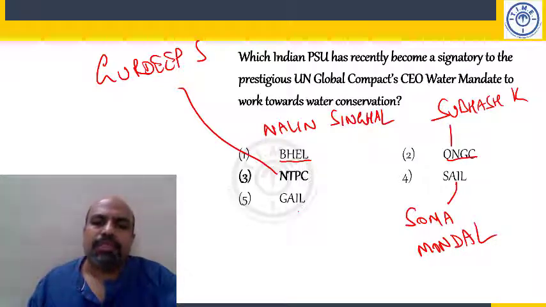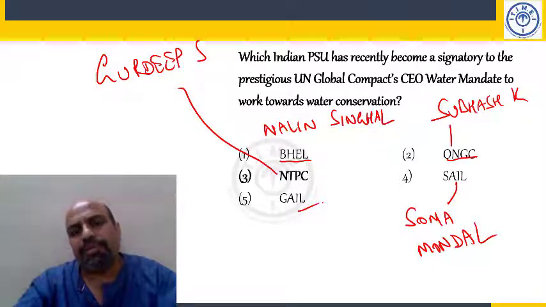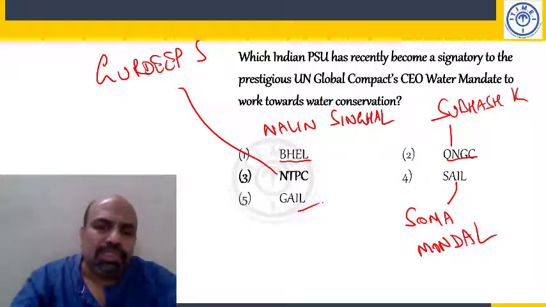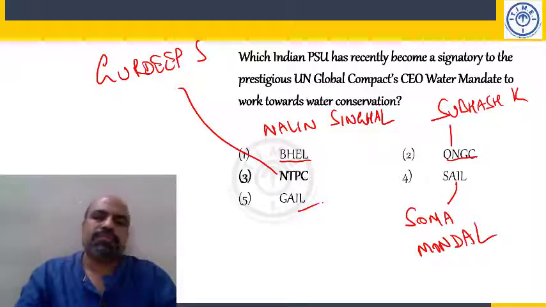GAIL, Gas Authority of India Limited. The CMD is Manoj Jain.